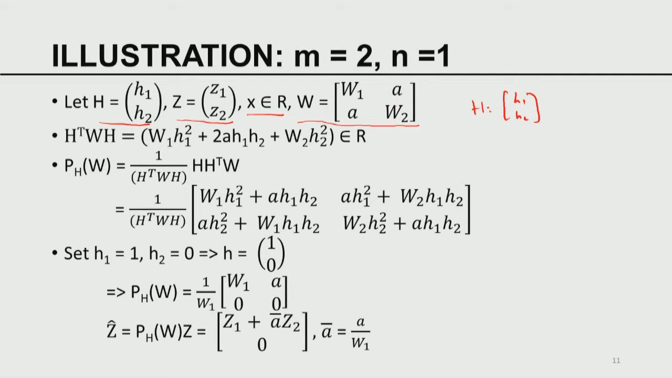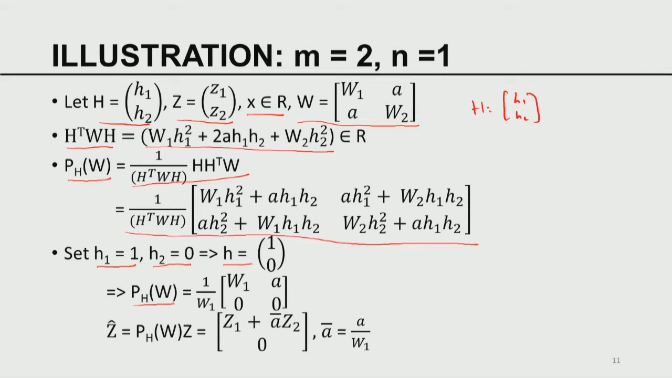So W1, W2 are two diagonal elements, a is the off diagonal element. So H transpose W H, if you do the multiplication, you will get this quantity which is a real number. Now we have already seen the expression for P_HW in the previous slide. I am now going to substitute all this, and that takes this form. If you do the simplification, the projection matrix becomes that particular matrix in which each of the elements has two terms. Now I am going to set a special case, H1 is 1, H2 is equal to 0, that means H is equal to (1, 0).